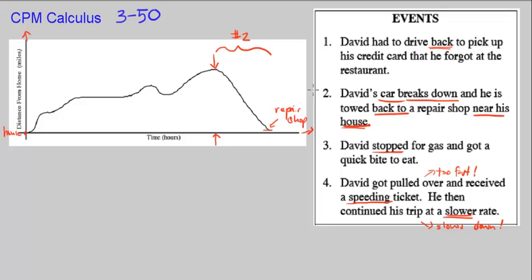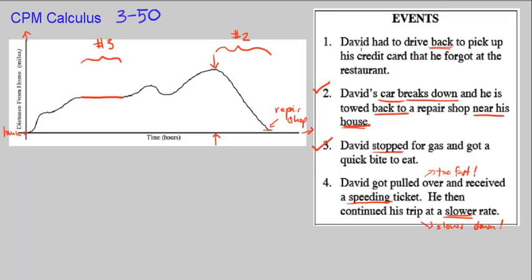So we did that one. He stopped for gas and got a quick bite to eat. When his distance is just flat, I'm going to guess here, his distance is not increasing or decreasing. I'm going to guess here is the point where he could stop and just not have any distance growing from home. So I would say this is event number 3. That one's done.